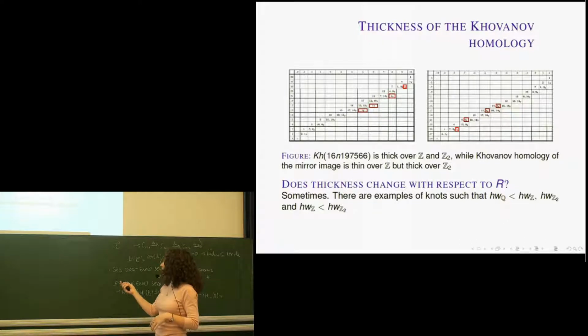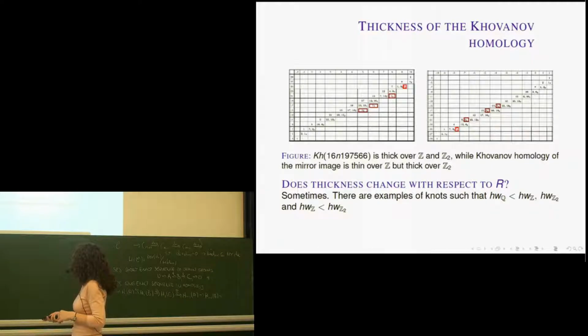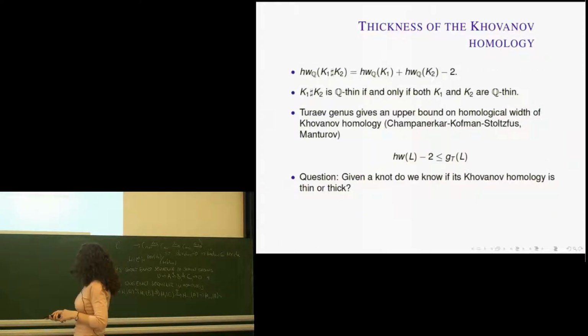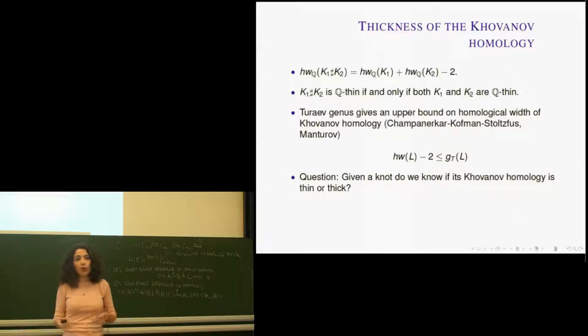So sometimes the homological width over Q is strictly smaller than the integral homological width or the homological width mod 2, but sometimes these two are not equal. So homological width over Z is smaller than the homological width over Z2. And then you see which knot properties tell us whether the knot is going to be thin or not, or, since this homological width is just a number, what kind of properties it has.